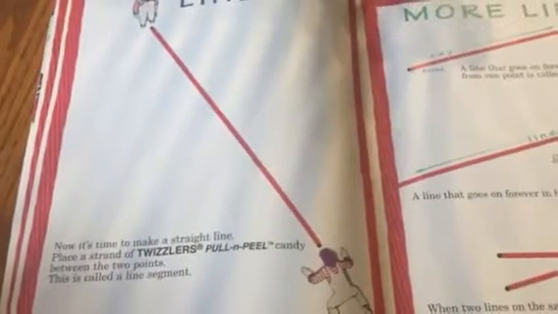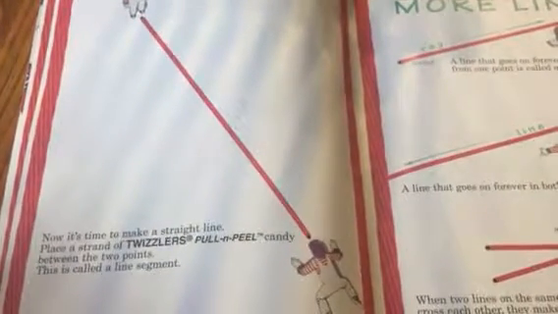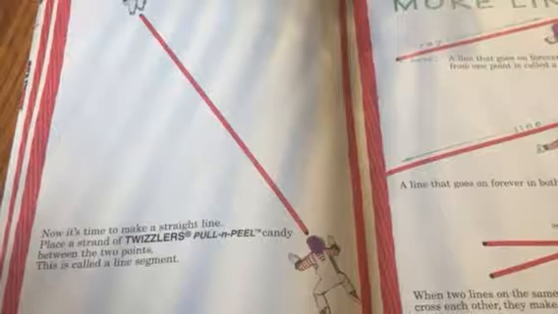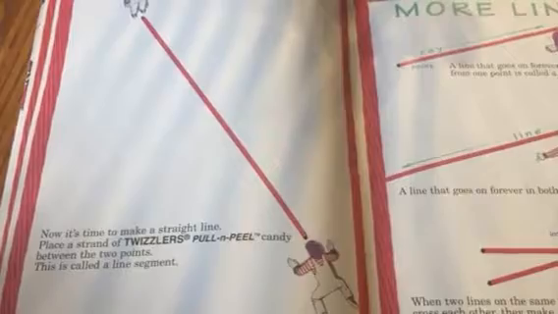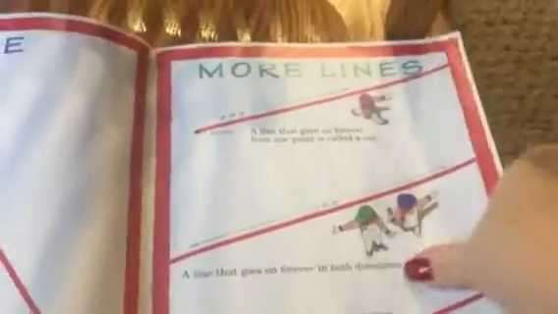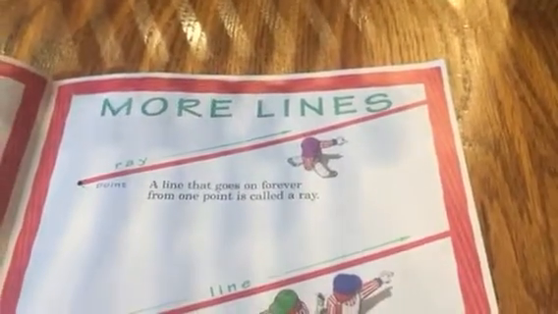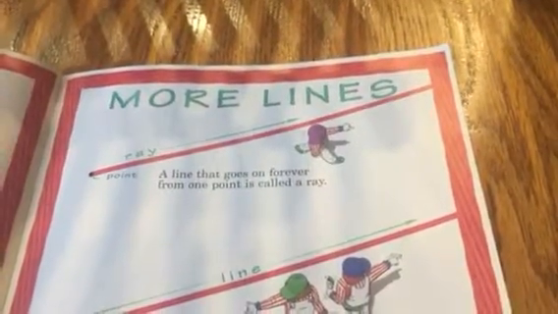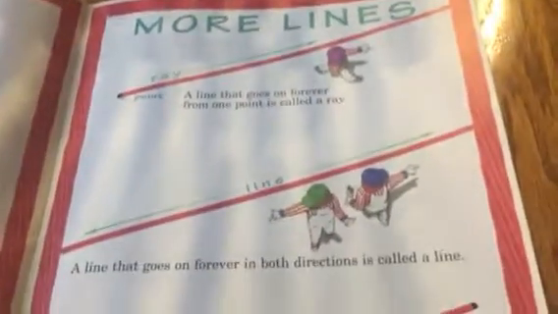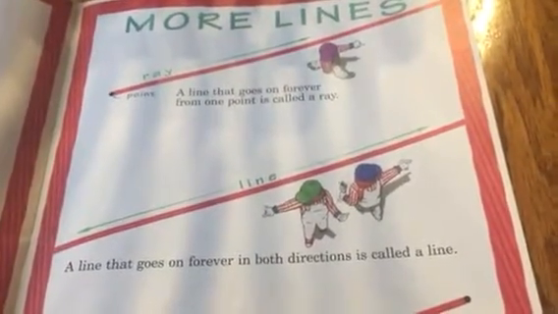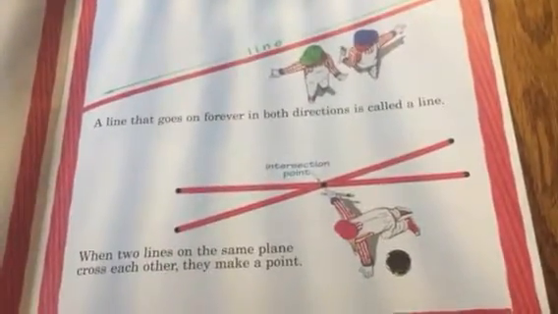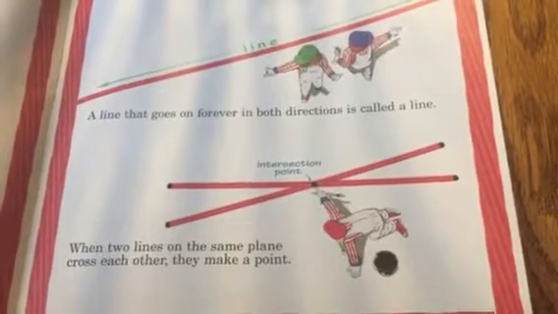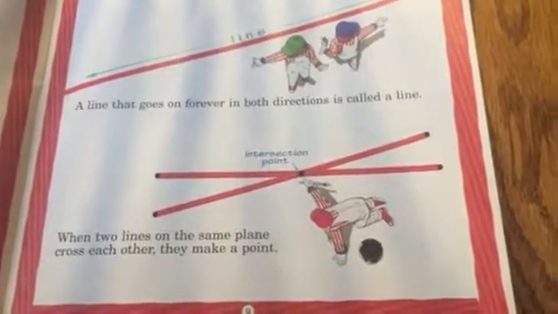Line. Now it's time to make a straight line. Place a strand of Twizzlers Pull and Peel candy between the 2 points. This is called a line segment. More lines. A line that goes on forever from one point is called a ray. A line that goes on forever in both directions is called a line. When 2 lines on the same plane cross each other, they make a point.